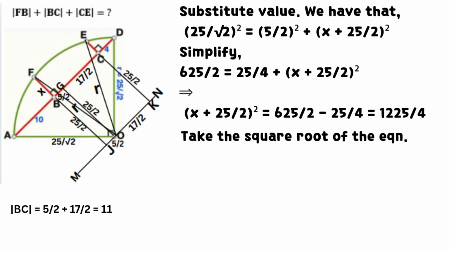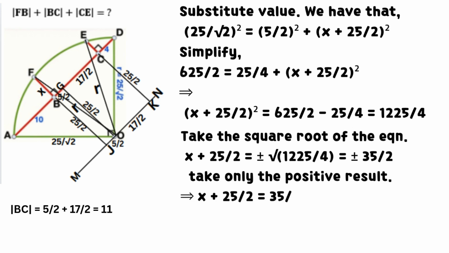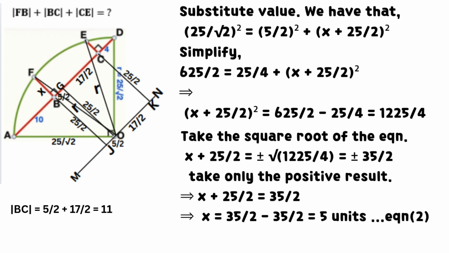Take the square root of the equation. The sum of x and half of 25 equals plus or minus half of 35. Take only the positive result. So the sum of x and half of 25 equals half of 35. Therefore, x equals 5. We call it equation 2.